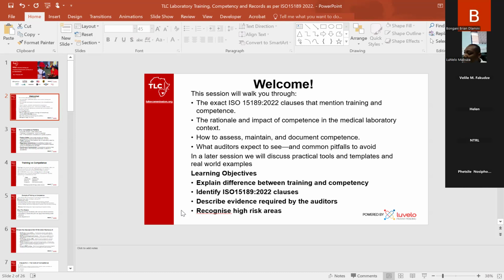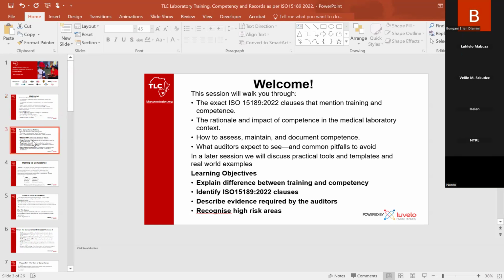The learning objectives we have to go through are: explain the difference between training and competency, identify ISO 15189-2022 clauses, describe evidence required by the auditors, and recognize high-risk areas.